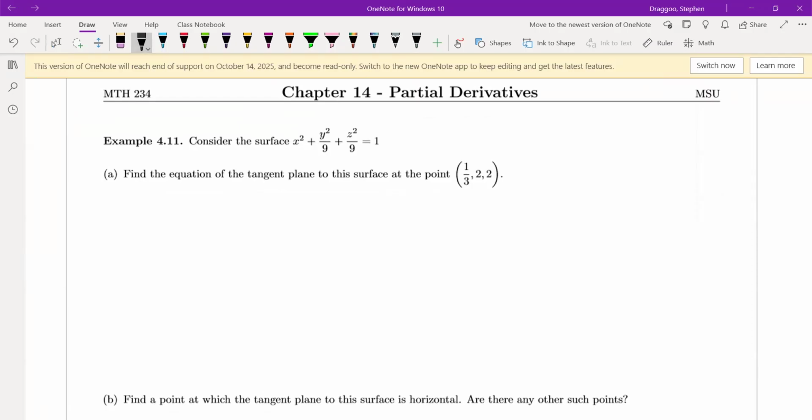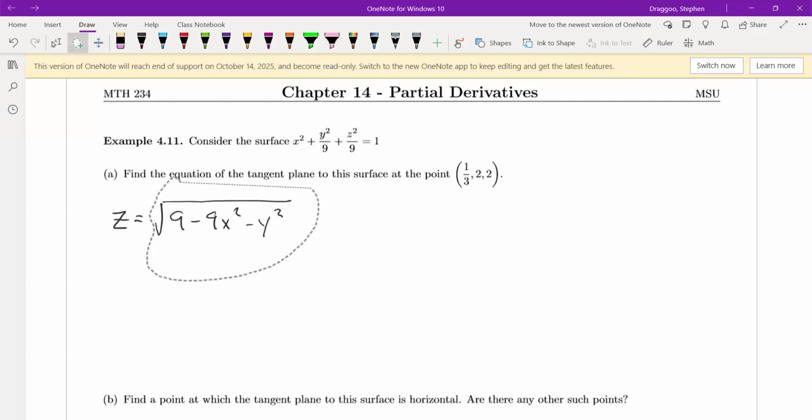So if I were to solve this for z, I would probably multiply the whole thing by 9, move everything that isn't z to the right side, and then take a square root. If I write down some of those pieces in order, I'm looking at 9 minus 9x squared minus y squared, and then a square root of that whole thing. But this is an implicit surface rather than a function, meaning that I should have a plus or minus stuck to that square root.